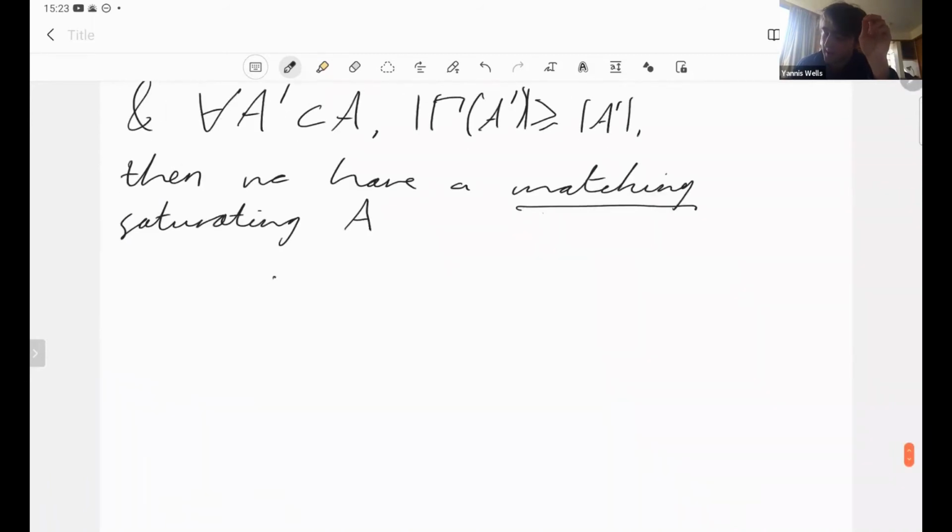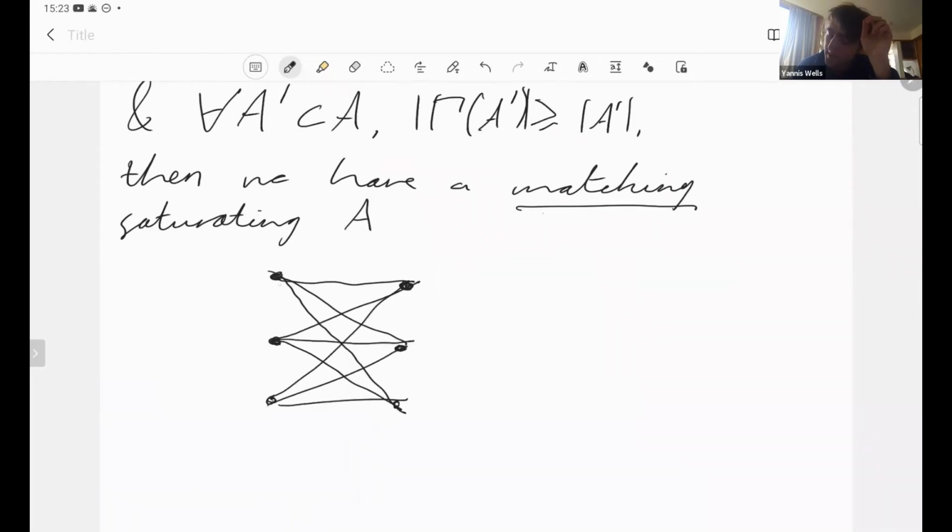So as an example, I'm just going to draw a K33, so complete bipartite graph with 3 in each. Then if I pick, say, this edge, and this edge, that's a matching because no two edges share a common vertex. And it also saturates A if A is this, because every vertex in A is a part of at least one edge. So this is the finite case. And you can ask, what about the infinite case? And this is what we're going to prove using compactness.